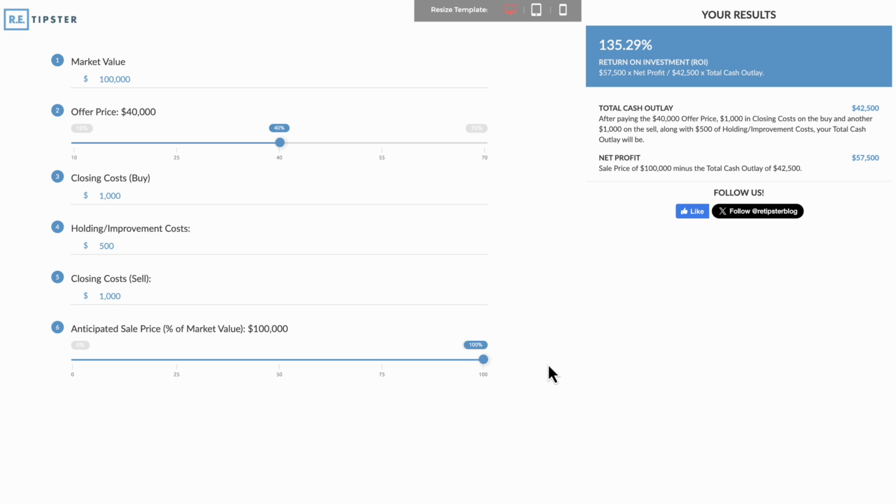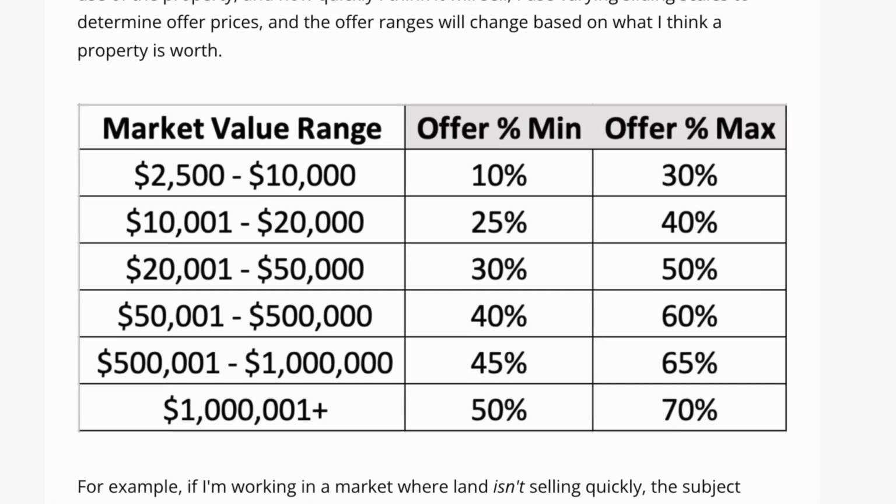So it's a pretty simple calculator. You can probably do this on your own if you have your own spreadsheet or calculator. But, you know, if you want something nifty and easy to use, go ahead and bookmark this, and I hope you find it helpful. So that's the overview.